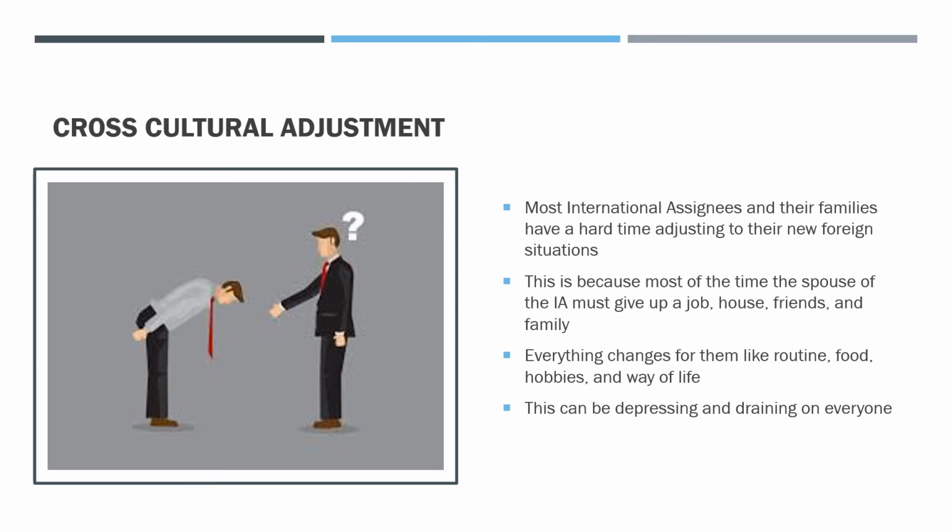Cross-cultural adjustment. Most international assignees and their families have a hard time adjusting to their new foreign situations. This is because most of the time the spouse of the international assignee must give up a job, house, friends, and family. Everything changes for them, like routine, food, hobbies, and a way of life. This can be depressing and draining on everyone.